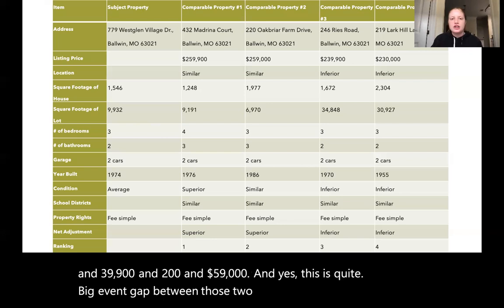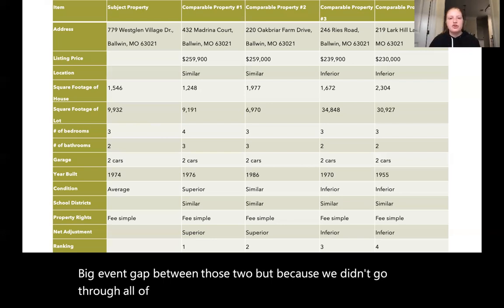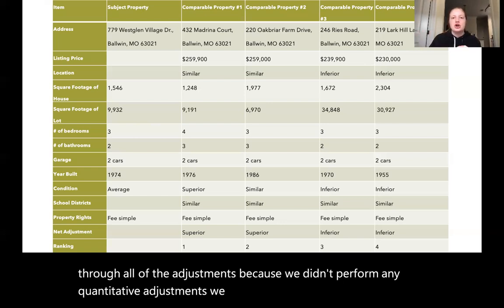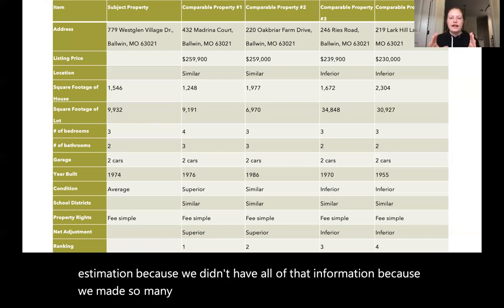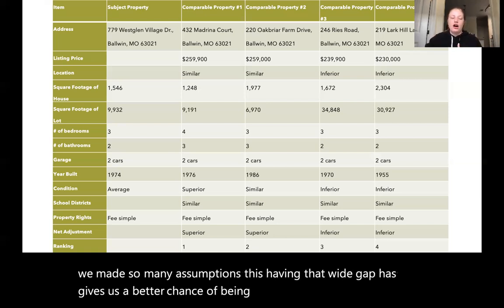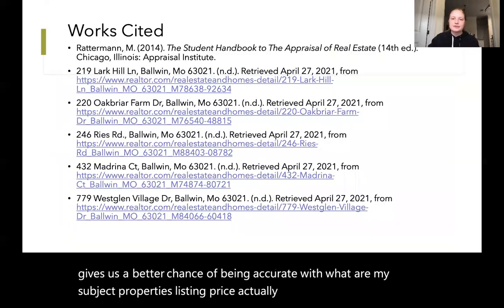But because we didn't go through all of the adjustments, because we didn't perform any quantitative adjustments, we really can't get much closer with our estimation because we didn't have all of that information, because we made so many assumptions. Having that wide gap gives us a better chance of being accurate with what my subject property's listing price actually could end up being.